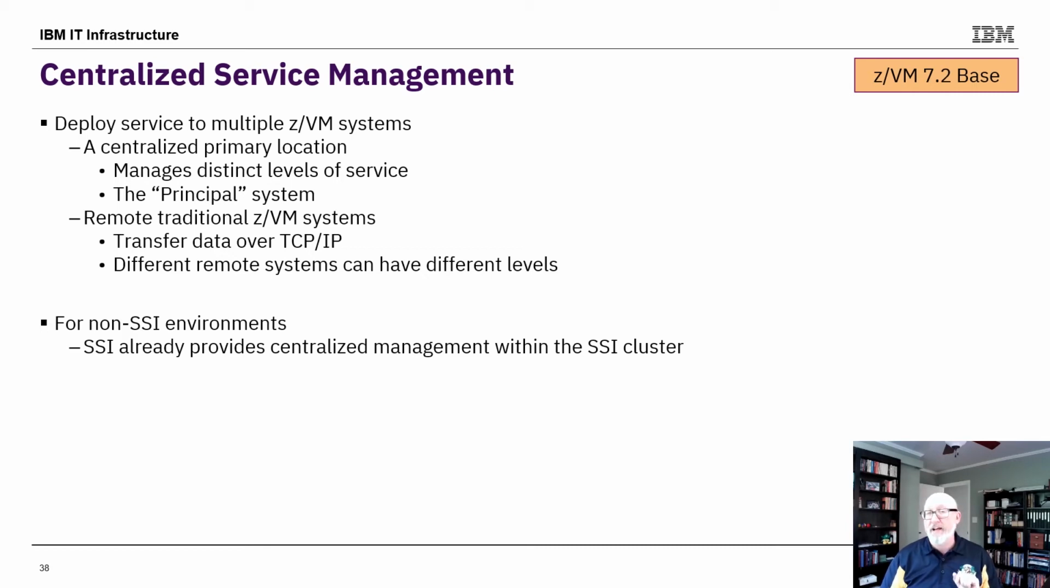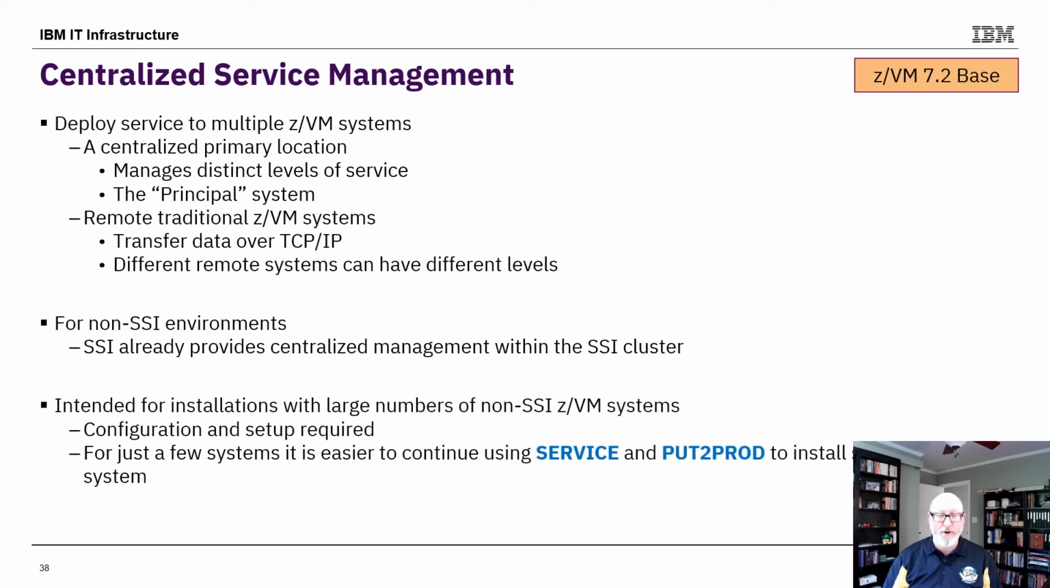Now, it's intended for a non-SSI environment, right? So if you're using single system image clusters, you already essentially have a flavor of this within that 4-member cluster, right? So in many cases, this is really meant for a much larger number of systems, right? I guess for me, kind of the break point is somewhere around 8 or 9 systems is where I would consider this pretty well, because it does require some setup and some configuration to do this, right?